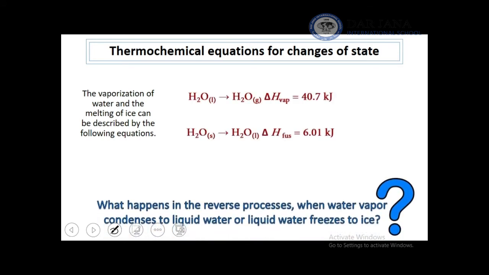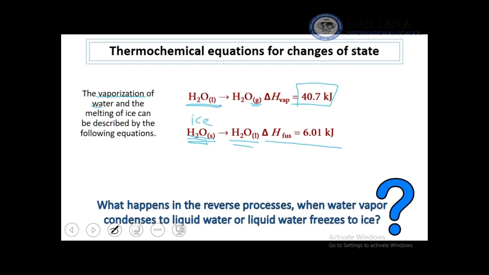We can write this also as an equation: vaporization of water and melting of ice. If you have liquid water and change it into a gas, the amount of energy required is 40.7 kilojoules. If you have solid ice, to convert it into a liquid, you also have to heat it up. So the amount of energy required to melt 1 mole, just 1 mole, is 6.01 kilojoules. Keep in mind that the solid should be at its melting point. Here the liquid should be at its boiling point.